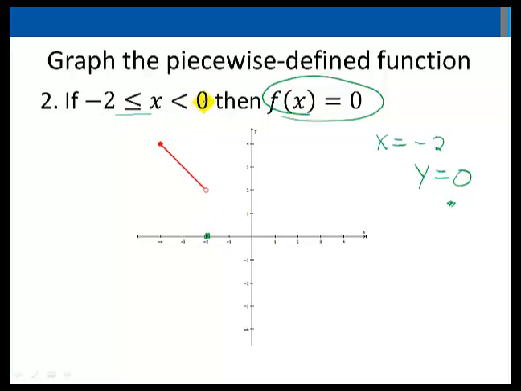And we'll also plot the anchor when x equals 0. y will be equal to 0, giving us the point 0, 0. Here, because of the less than sign, we'll have an open circle. So I'll plot 0, 0, and then we'll have y equals 0 in between those 2 points. Okay, this is the second part of the graph.